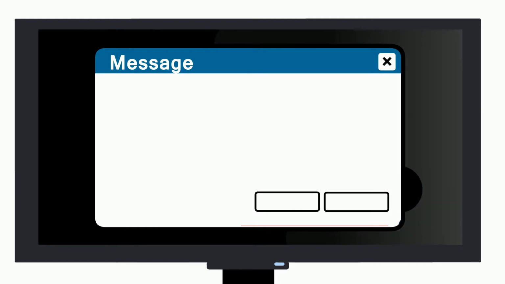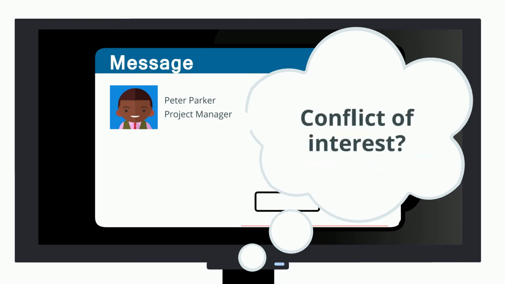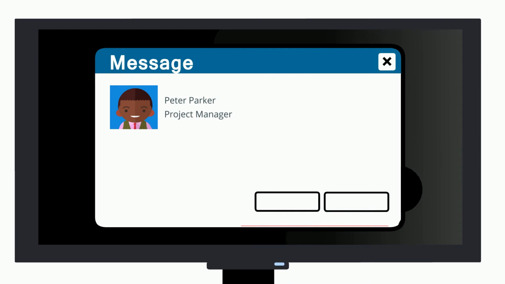The GOTR must report any potential conflicts of interest to the grant officer, such as if a new project manager is actually their neighbor, so the grant officer can determine whether there may be a conflict of interest and they can remain the GOTR.